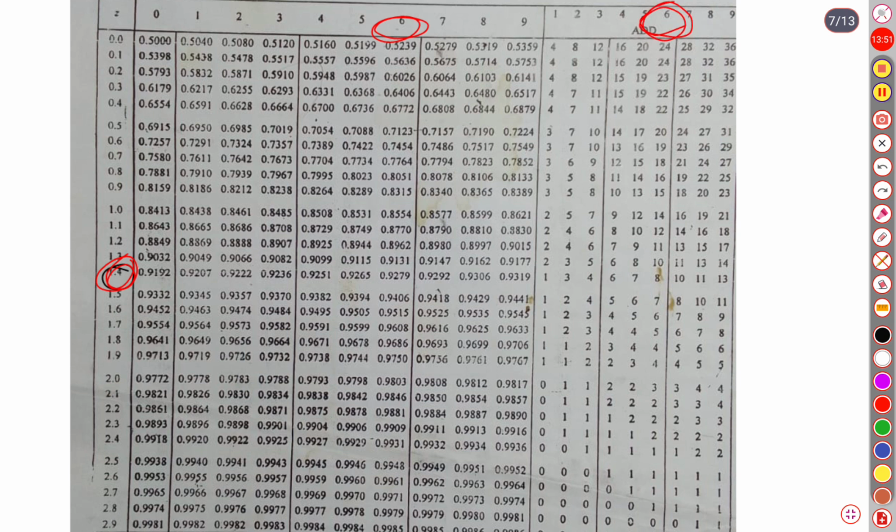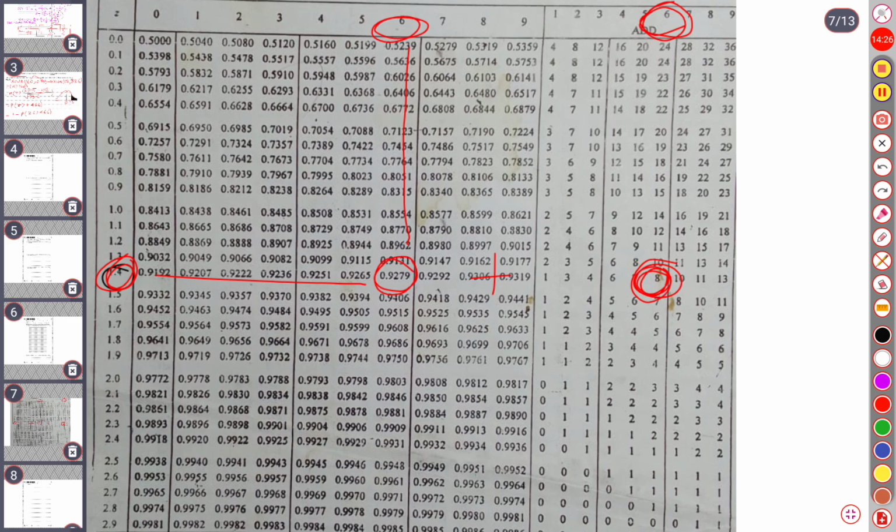So which one is our probability? Our probability is going to be over here, this one first, and we will add up this one, this 8 should be added. So if 8 is added to 9279, it is going to be, let me show you, and again we will have to add up this final digit. So it is 9287.